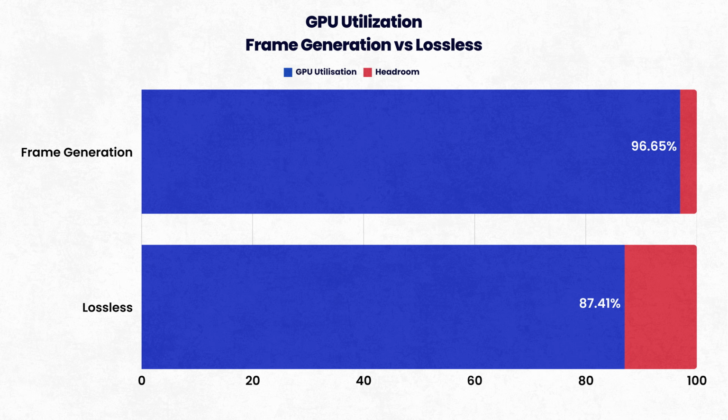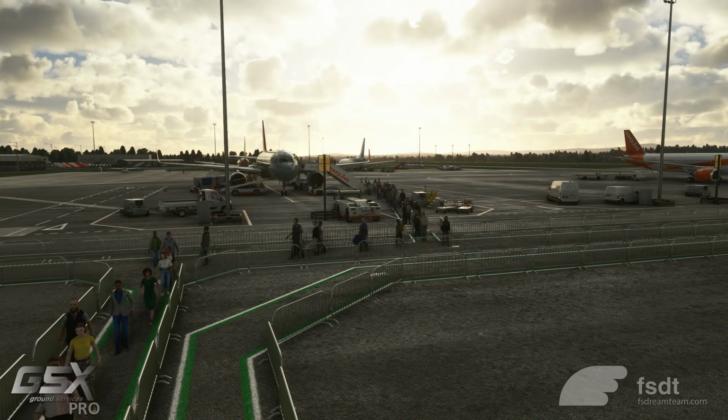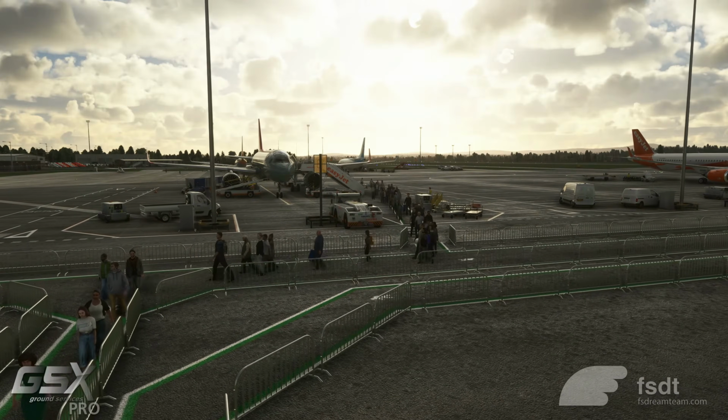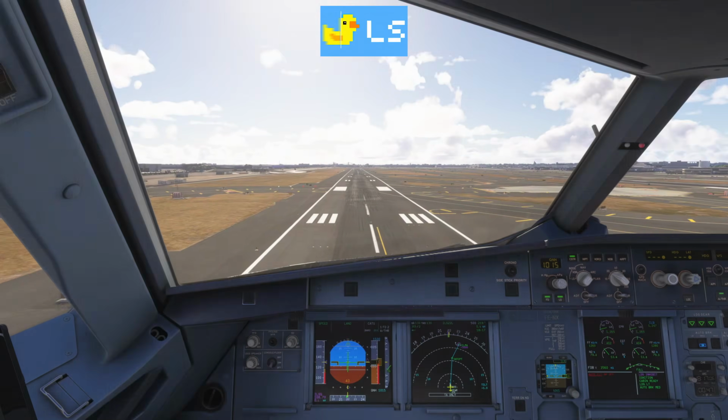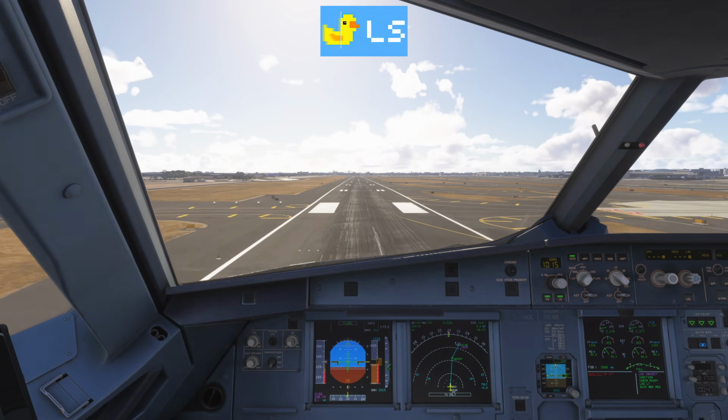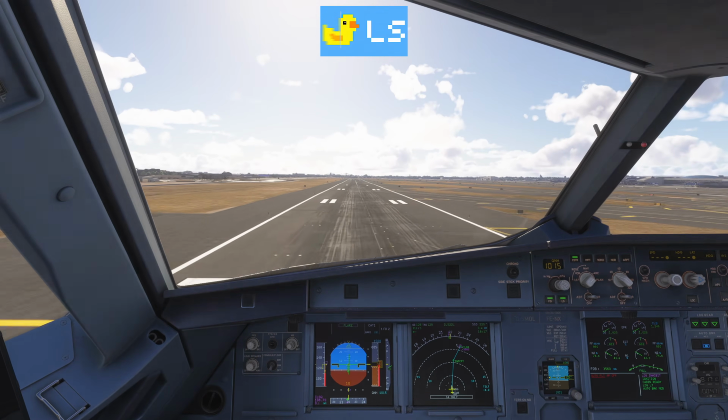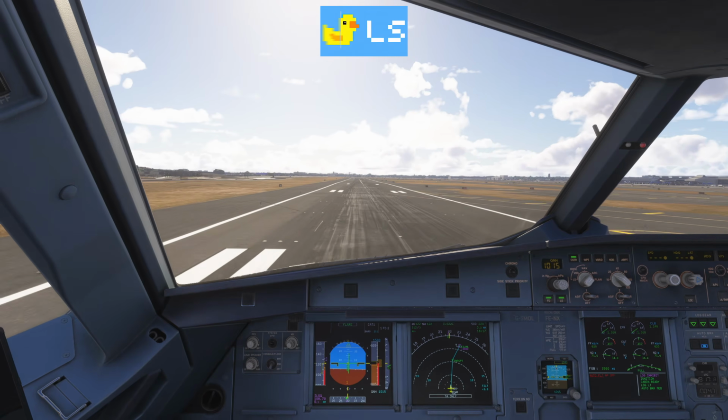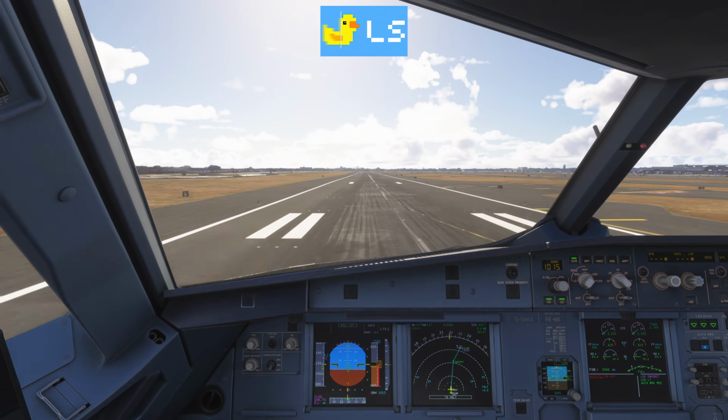Lossless's more conservative GPU utilization means it had significantly more headroom available for these background tasks. When GSX needed to spawn in new ground vehicles, for example, Lossless can allocate these resources without pushing the GPU into overdrive, which translated to fewer stutters and more consistent performance, even if the baseline performance is lower.